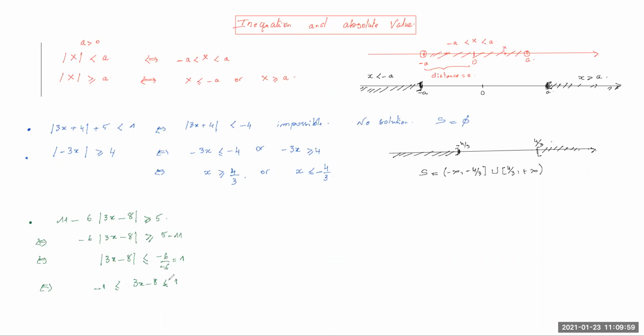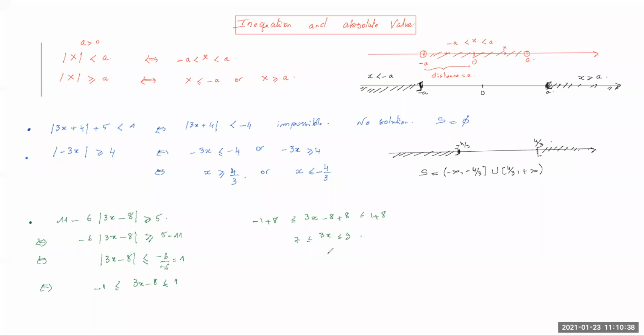Again, now it is a first degree inequality, I just need to isolate x. First, regroup the constants. So add the quantity 8 to all sides of the inequality. If I need to eliminate minus 8, I will add 8 to all sides: minus 1 plus 8 less than 3x less than 1 plus 8. Okay, so I will have 3x between 7 and 9.